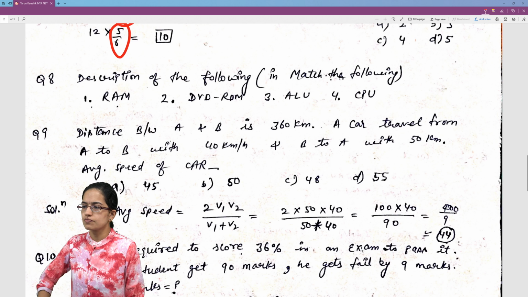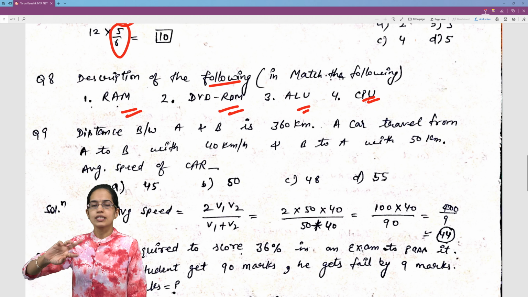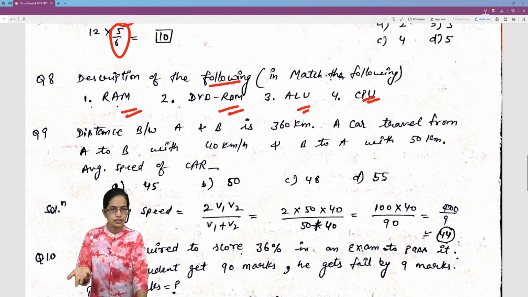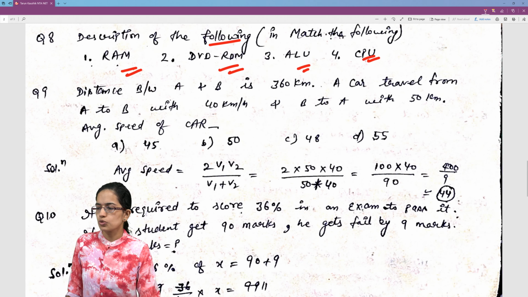The next is we have the various questions from the computing section. The various sections were given and the descriptions for those were given. What is the CPU used for, what is the function of ALU, RAM and ROM. So those were the kind of questions.